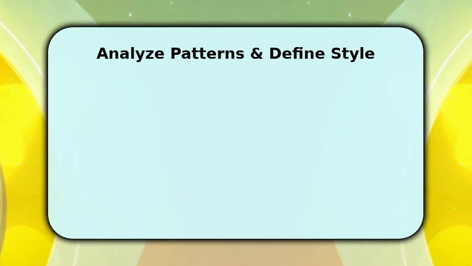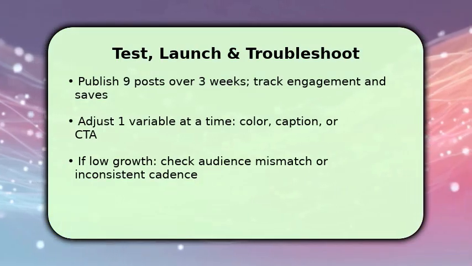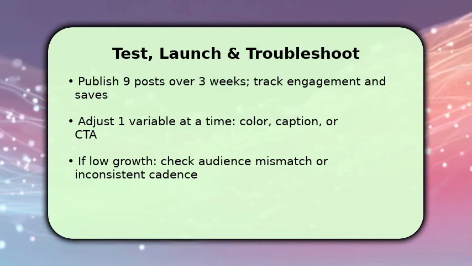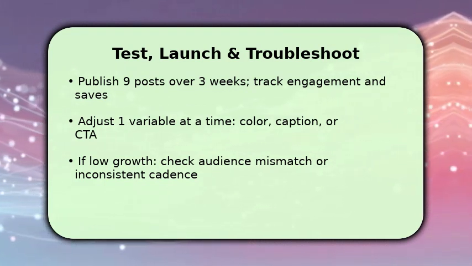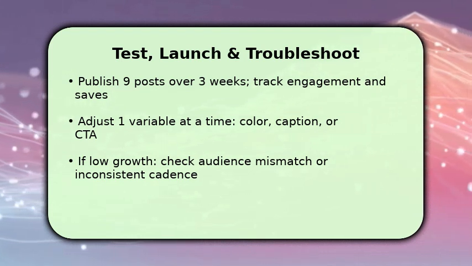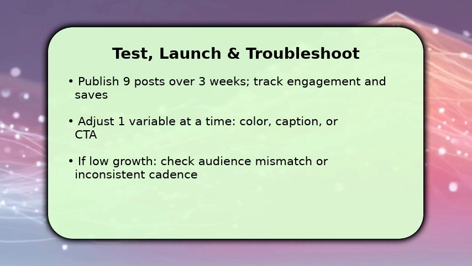You're ready to test. Publish your 9-post grid over about 3 weeks and monitor engagement metrics like saves, shares, and follower growth. Make only 1 change per testing cycle, swap a color, alter caption tone, or tweak CTA so you know what moves the needle.